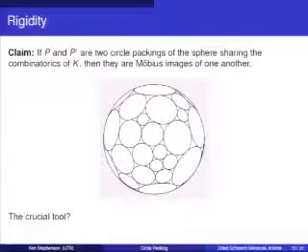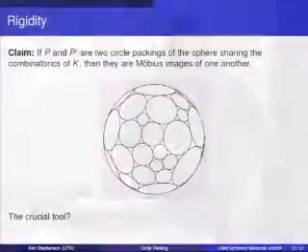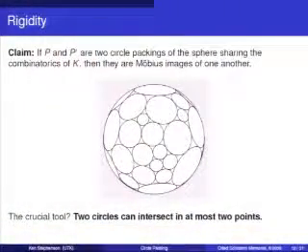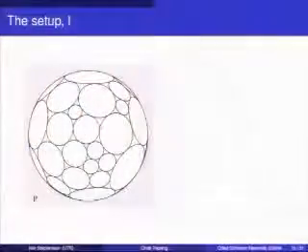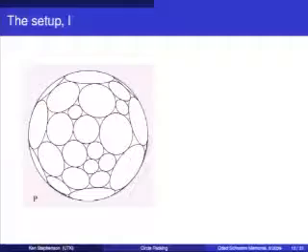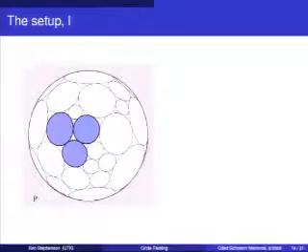And the crucial tool in this is a very deep result, which is why I'm presenting this, because some people may not realize this, that two circles can intersect at most 2 points. So we'll exploit that deep property. So we can actually pretty much prove this whole thing here. So the setup, part one at least. So we have our packing P. I'm going to identify a mutually tangent triple there.